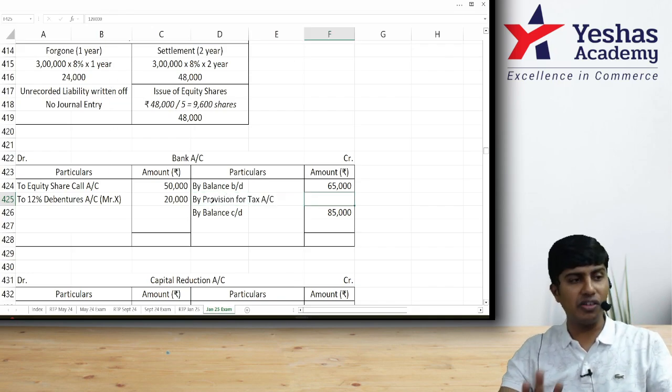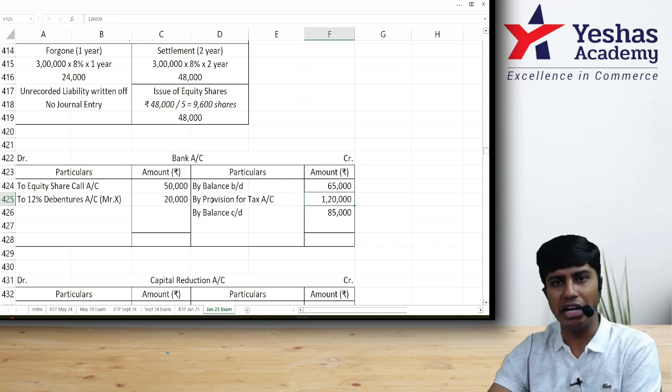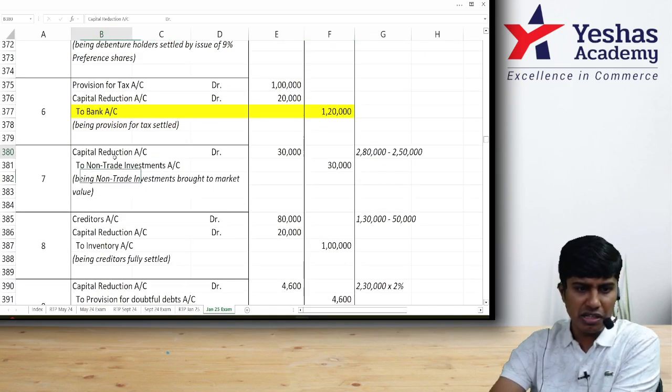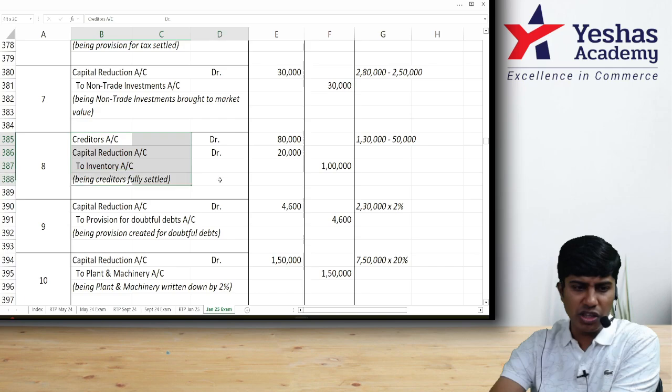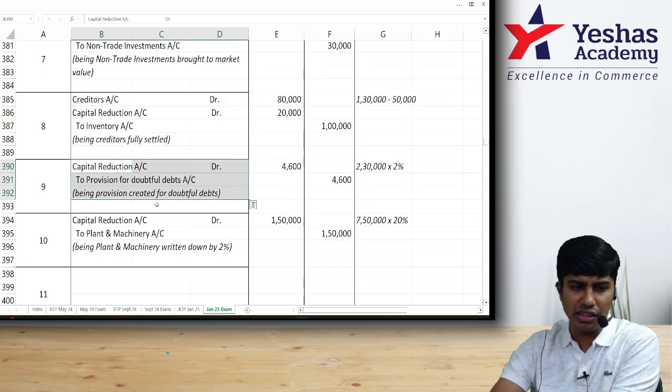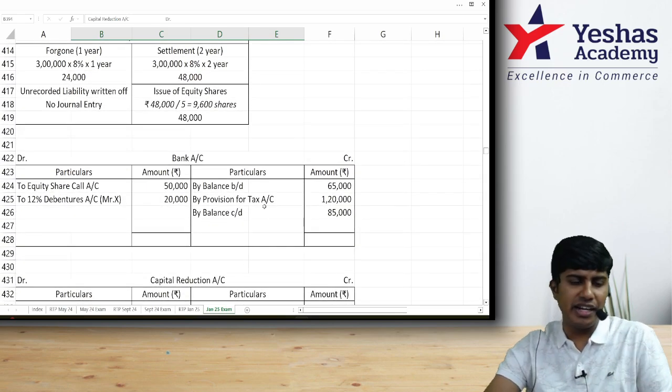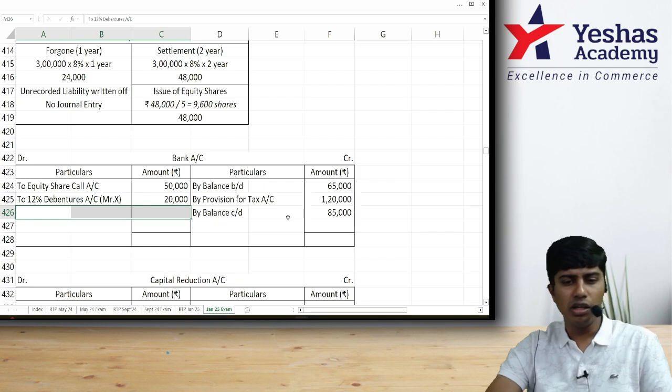1,40,000. Oh, sorry, 1,20,000. 1 lakh was the provision, but I paid 1,20,000. Understood? Then, is there any other payment after sixth adjustment? Seventh one, no. Eighth one, no. Ninth one, nothing. 10th one, nothing. That's it. So now understand this and identify how much is the money that I want.